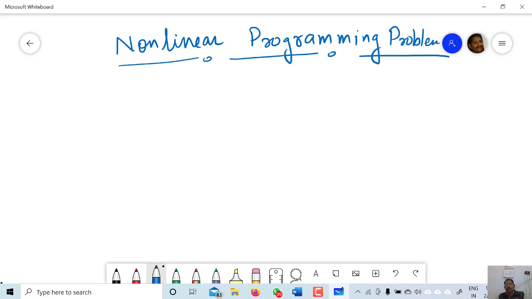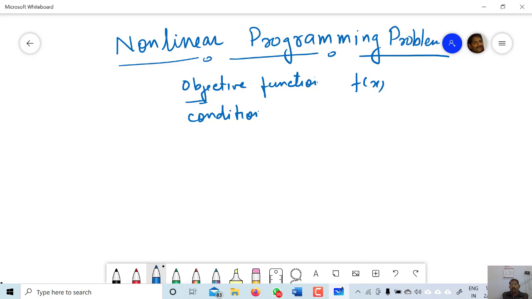So till now we have studied linear programming problems. In the case of a linear programming problem, there was an objective function and there are some conditions. But this objective function is of a linear kind. Okay, f(x) is a linear function. So there was some restriction condition part, and based on this we solve the problem.